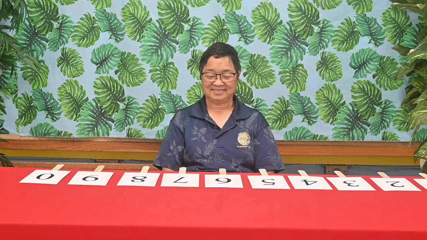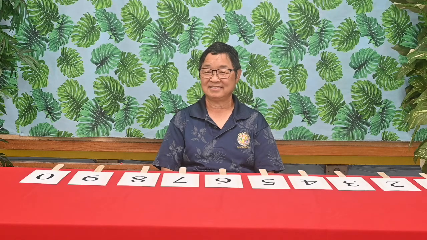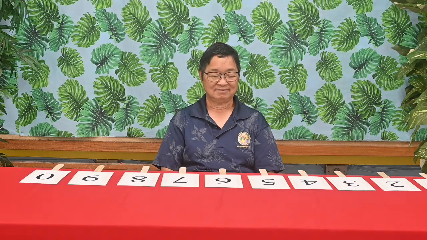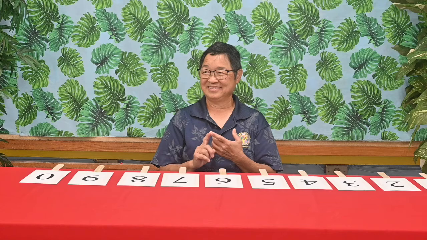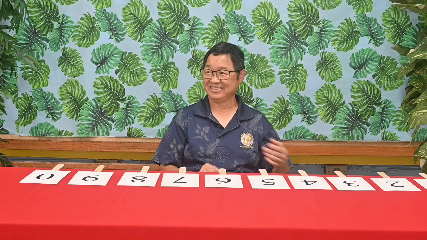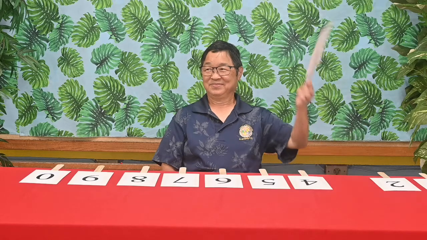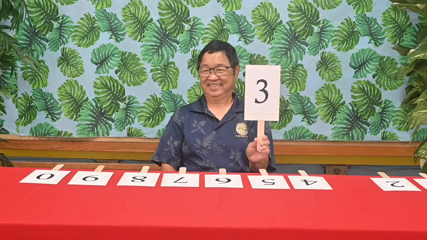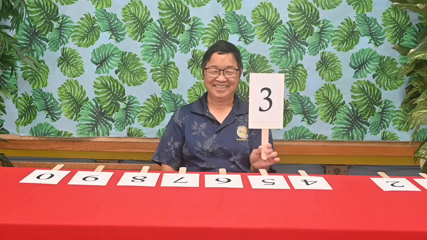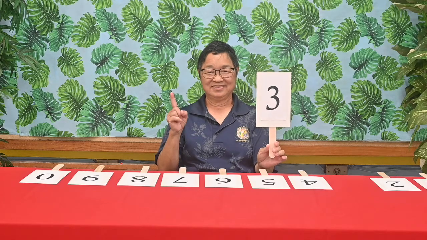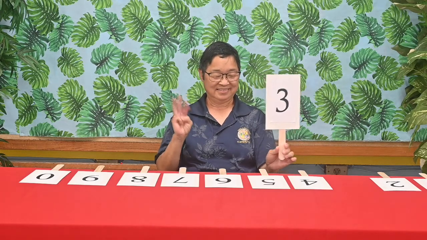Question 4. How many months begin with the letter J? Right, we have 3 months that begin with the letter J. January, June, and July.